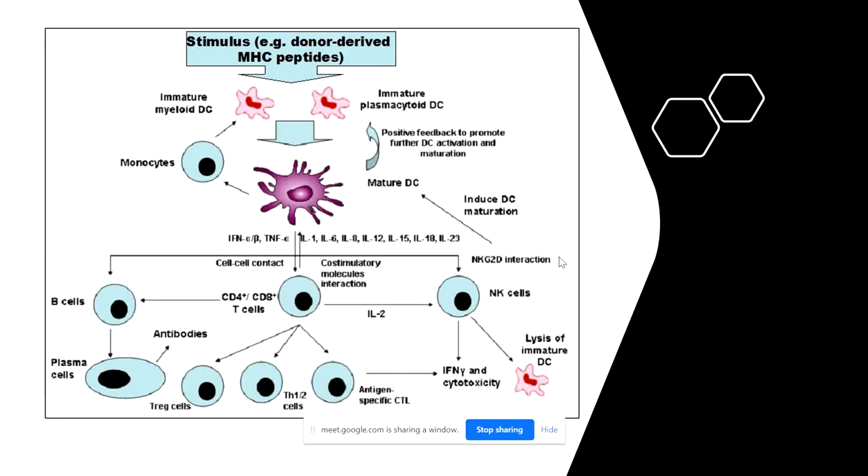So if you see, this is the stimulus, that is the donor derived MHC peptide. What happens when a particular donor cell or an HLA mismatched donor cell enters into our body? Here the DC, or dendritic cells, first come into play. Dendritic cells are a heterogeneous population of professional antigen presenting cells that can initiate primary immune responses, and hence they have the ability to regulate both innate as well as adaptive immune responses.